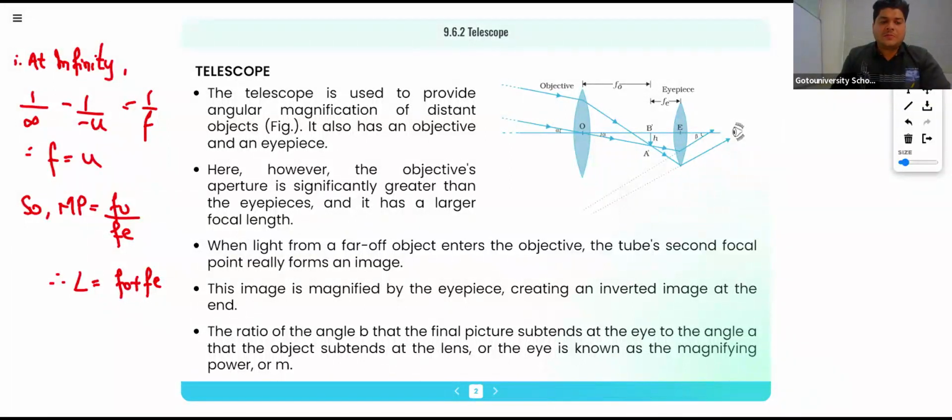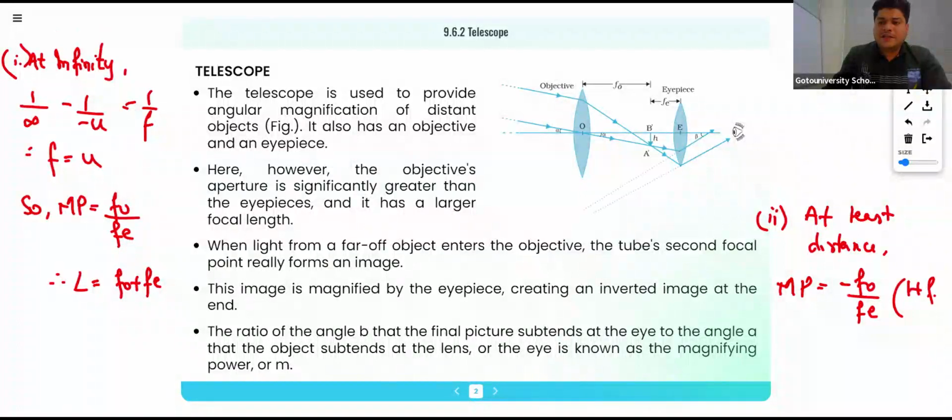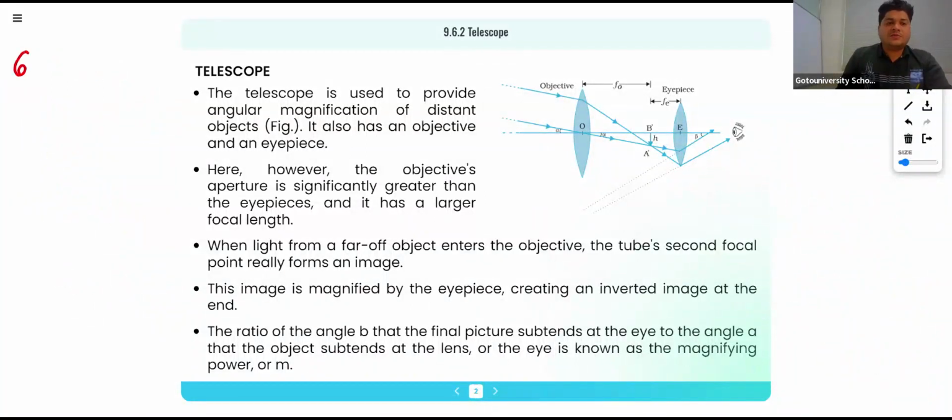That was the first case. In the second case, if the image is at least distance, your magnification formula will be minus of f_o upon f_e, multiplied by 1 plus f_e over D. And the length of tube will be equal to f_o plus u_e. Okay, the last one is the Cassegrain telescope. Previously it was for the astronomical one. For the Cassegrain telescope, your magnification formula will be equal to minus f naught upon f.